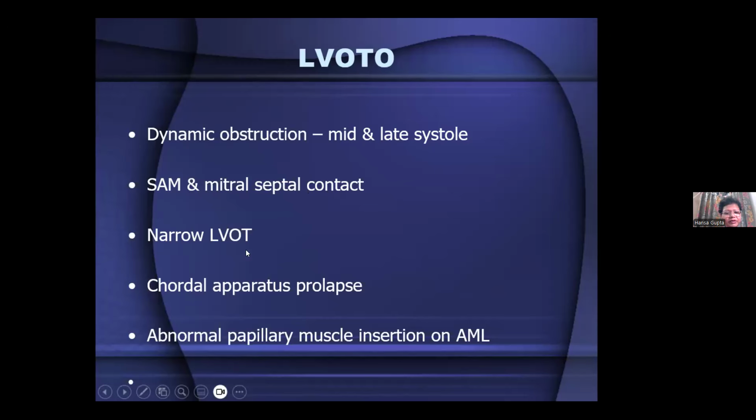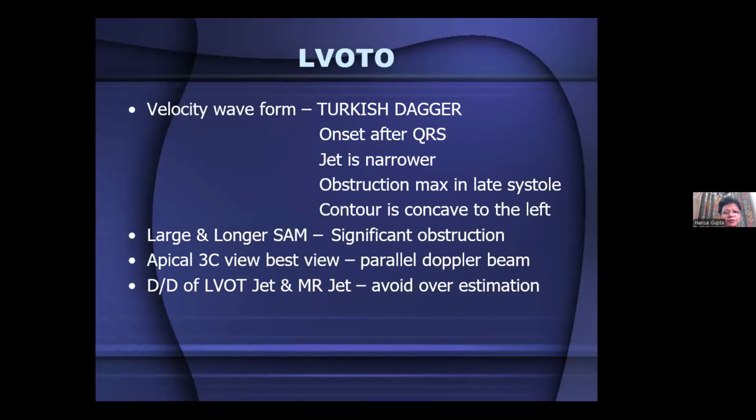There is a narrow LVOT as well. There can be a subvalvular apparatus prolapse leading to it. There's an abnormal papillary muscle insertion on the AML, which makes the LVOT narrow.